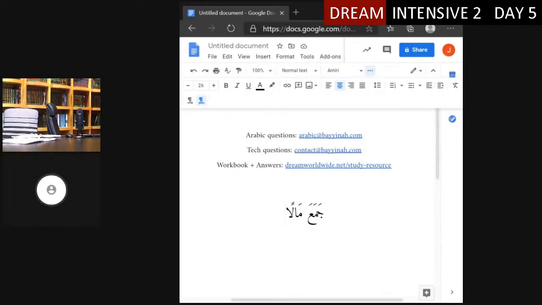And malan cannot be mudaf ilayh because it's mansub. It has fatha, malan, not malin. If it was malin, then maybe we could talk about it. But it's not. It's malan. So it cannot be a mudaf ilayh, which means jama'a cannot be a mudaf.